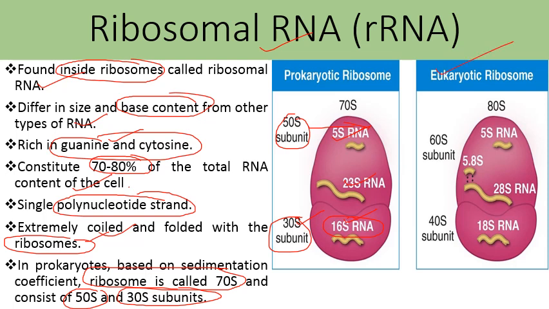In case of eukaryotes, there are again two subunits which are 60S subunit and 40S subunit, which combine to form 80S ribosome. Here 40S subunit consists of 18S rRNA, and the 60S subunit consists of three types of rRNA, which are 28S RNA, 5.8S RNA, and 5S RNA. So these are the components of the larger subunit of ribosome in case of eukaryotes.